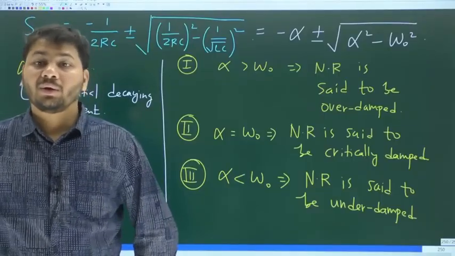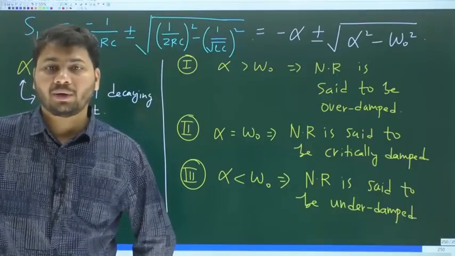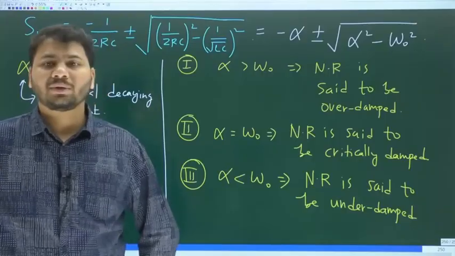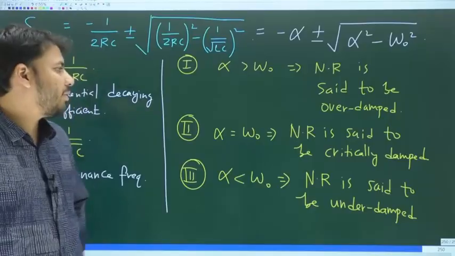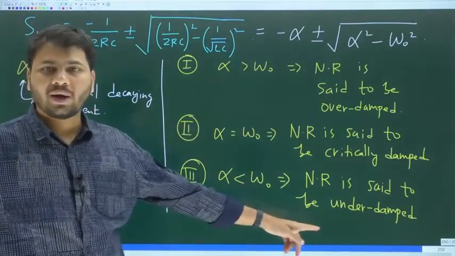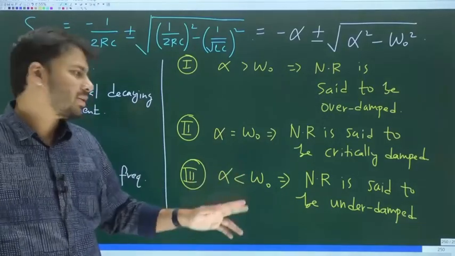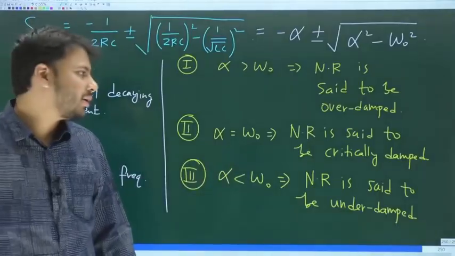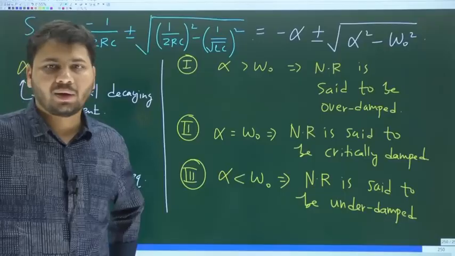One is the overdamped response. Next is the critically damped natural response. Last one is an underdamped natural response. And we get overdamped when alpha is more than omega naught. And we get underdamped when alpha is less than omega naught. And very rarely it happens that alpha is equal to omega naught. And in that case, the natural response is said to be critically damped.